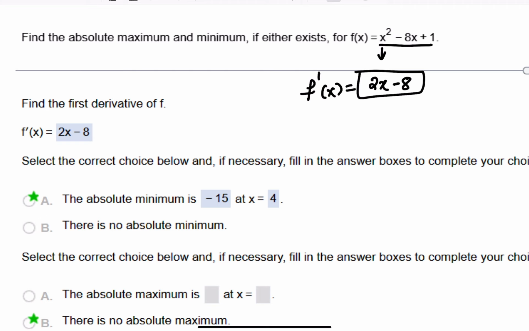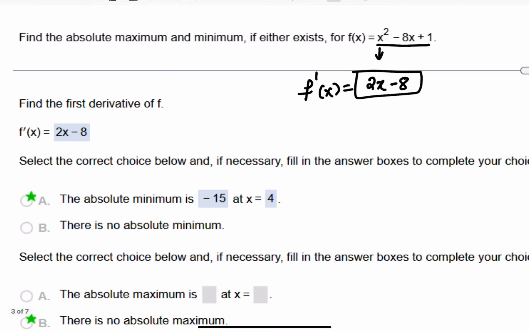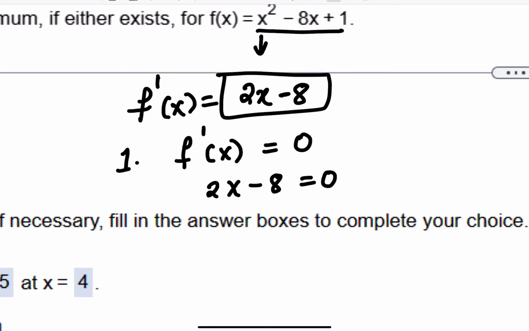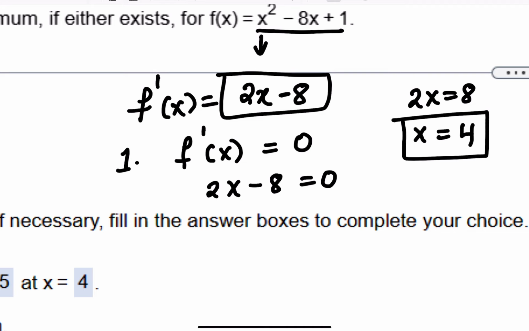Now, how do I find the maximum or minimum values for this function? My first step is to find the critical values. How do I find critical values? You take your first derivative and set it equal to 0. So I have 2x minus 8 equal to 0. That is 2x is equal to 8 and x is equal to 4. So x is equal to 4 is my critical value.